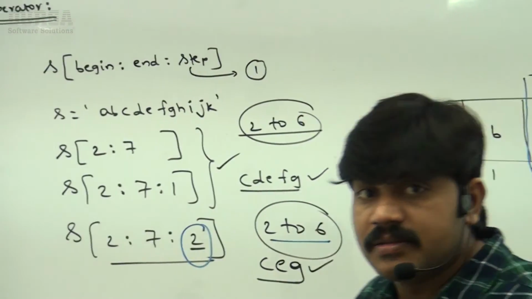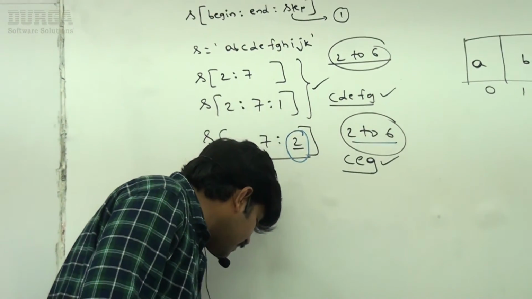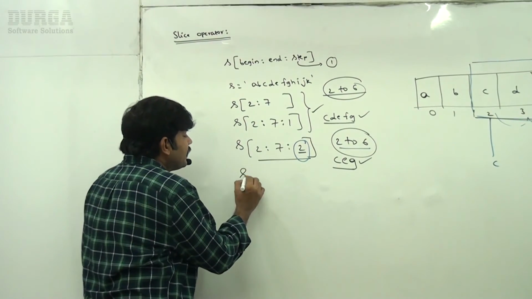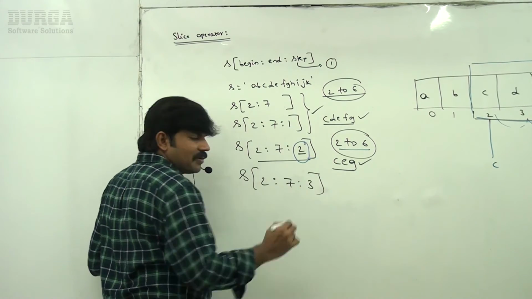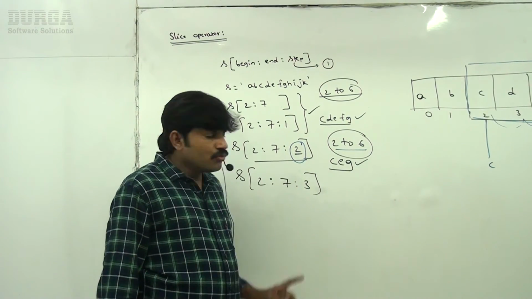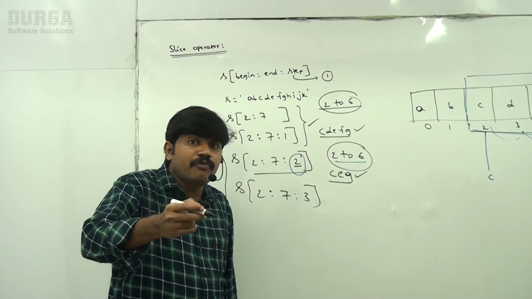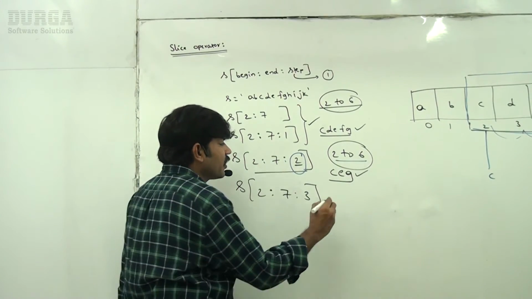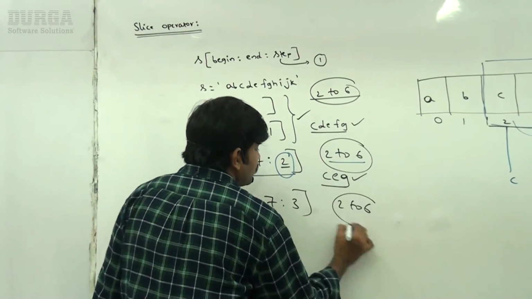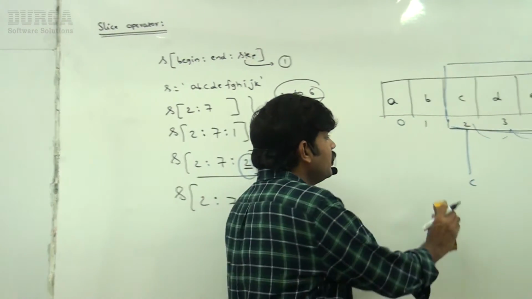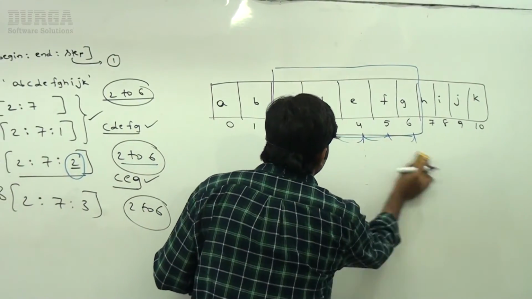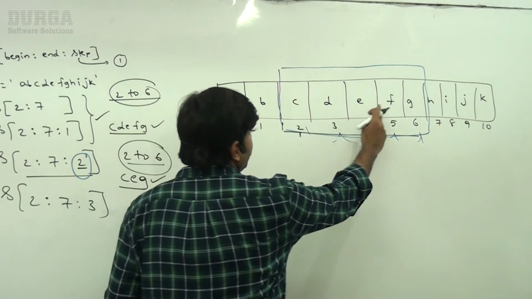Sir, similarly, observe a bit carefully. If I take 3, what will happen? S of 2:7:3. You know already. 2:7:3 means every third character we have to consider in the range 2 to 6. So every third character means, observe carefully, sir. 2 to 6 means C, D, E, F, G.